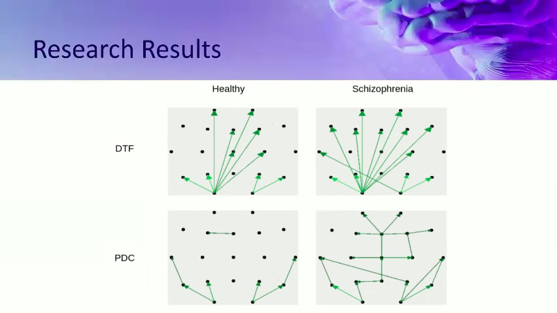Now talking about the DTF, we observe a high information flow from the occipital lobes to the frontal lobes in the case of schizophrenic patients. A similar trend follows in the case of PDC also. So these are the causality measures. They are depicted by an arrow, so they show the direction of information flow.